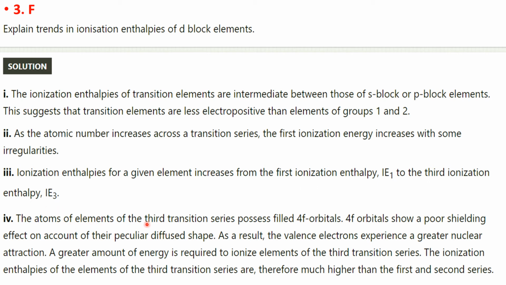The atoms of elements of the third transition series possess filled 4f orbitals. 4f orbital shows a poor shielding effect on account of their peculiar diffused shape. As a result, the valence electron experiences greater nuclear attraction. A greater amount of energy is required to ionize elements of the third transition series. The ionization enthalpies of the elements of the third transition series are therefore much higher than the first and second series.